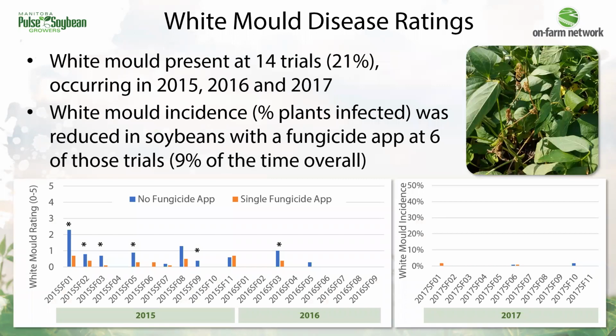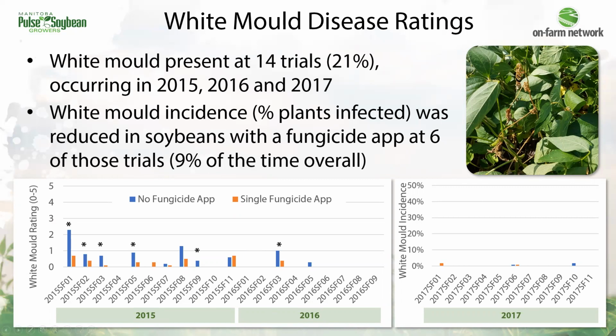White mold was present in only 3 of the 7 years of these trials, so in 2015, 16, and 17. And white mold was only present in about 1/5 of the fungicide trials. So white mold ratings and incidence for those 3 years where the disease was present are in these graphs along the bottom. The rating scales did change between the years, so that's why there's 2 different graphs shown between 2015, 2016, and then 2017.